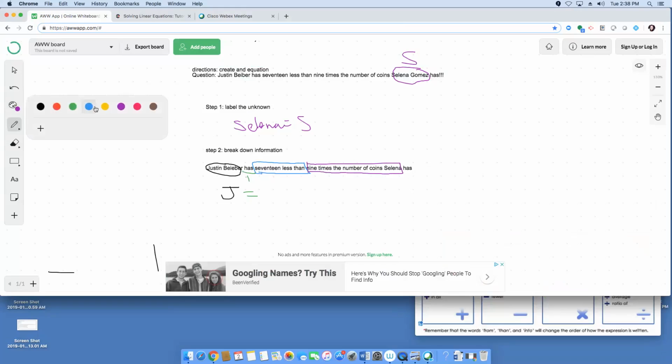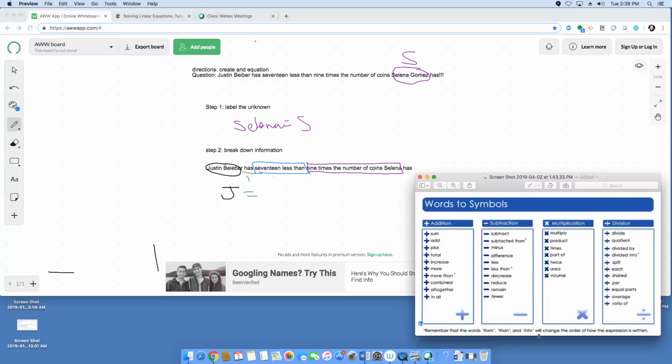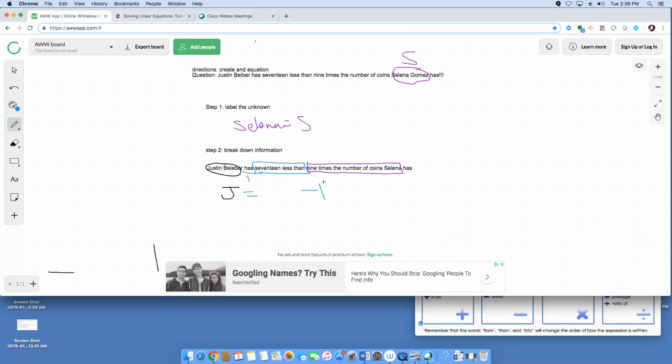So let's go back over here. 17 less than. We know less than is subtraction, and because it's a then, it's going to change the order. So it's going to be minus 17 way over here. We're going to put it way over there. And then we're going to put this piece, 9 times the number of coins Selena has. So 9 times is literally just 9 right here times, right? Times what? Times Selena. And what did we say Selena was? S. 9 times S. We're not going to write it like that though. We're going to smush our number and letter really close together to make it look like multiplication. So we're going to stick this piece over here.